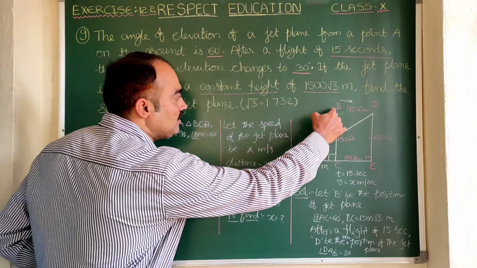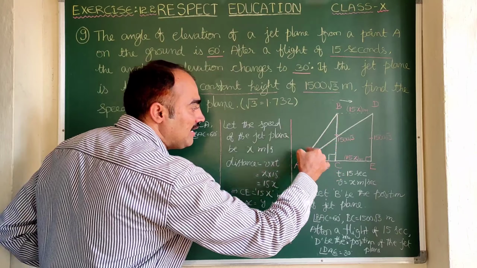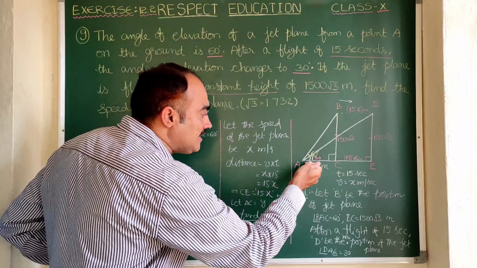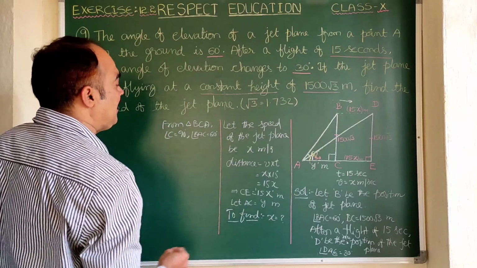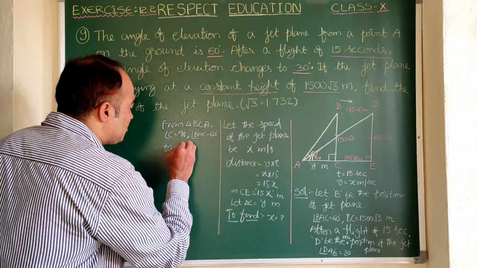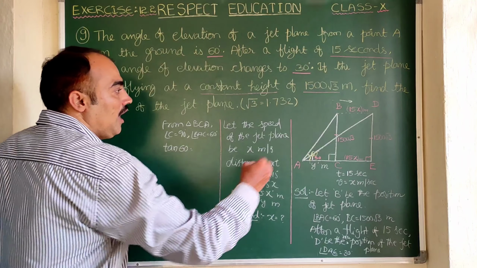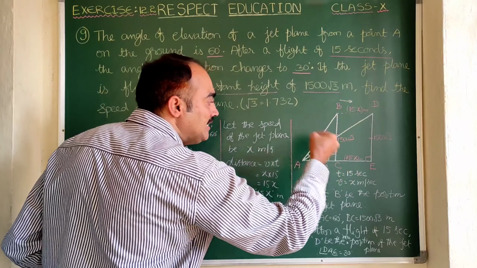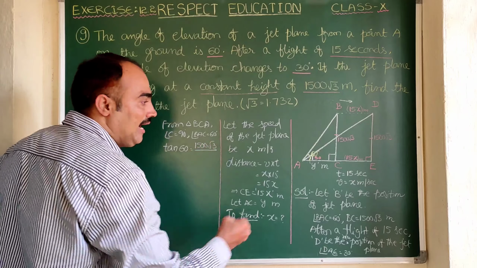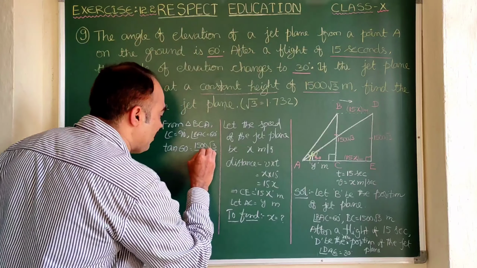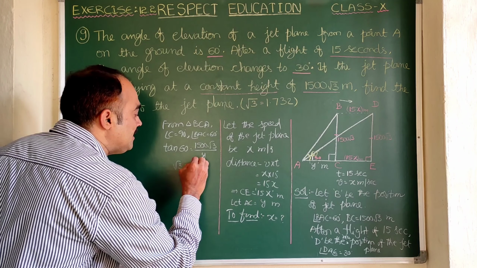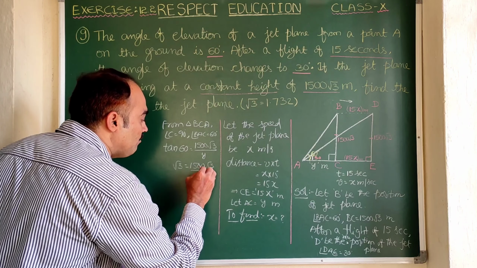Now let us come back to triangle BCA, where angle A is 60 degrees. In it the opposite side is known, the adjacent side is unknown. That's why we can apply tan theta. Theta is 60 degrees. So tan 60 is equal to the opposite side, that is BC, which is 1500 root 3, by the adjacent side AC, that is y. Since tan 60 is root 3, root 3 is equal to 1500 root 3 by y.